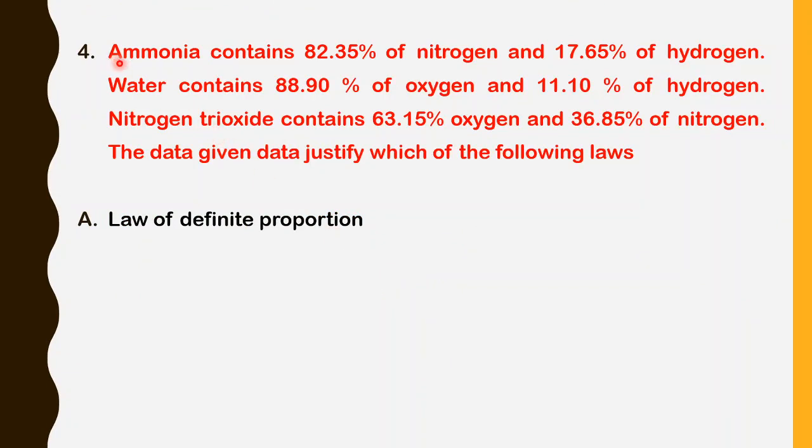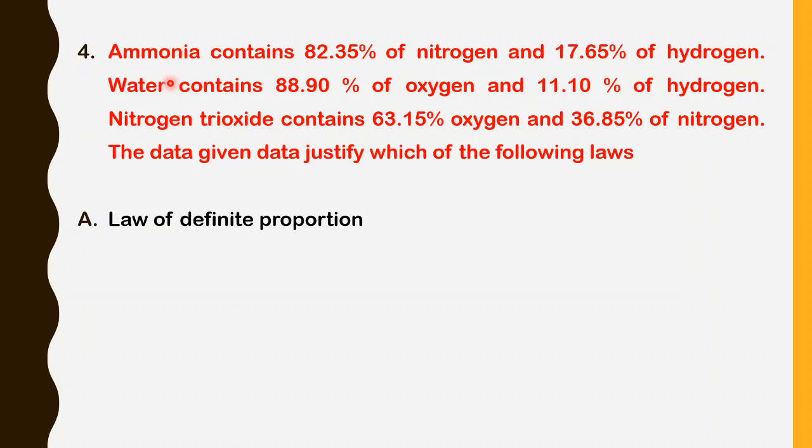The next is: ammonia contains 82.35% of nitrogen. In ammonia, as you recollect, it is NH3, it contains nitrogen that is 82.35%, while the hydrogen in ammonia is 17.65%. Second is water. It contains 80.90% of oxygen and 11.10% of hydrogen. Now the third case is nitrogen trioxide, that is a nitrogen and oxygen combination, where the percent of oxygen is 63.15% and percent of nitrogen is 36.85.